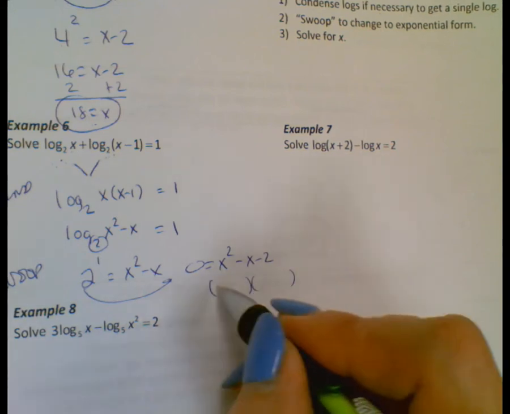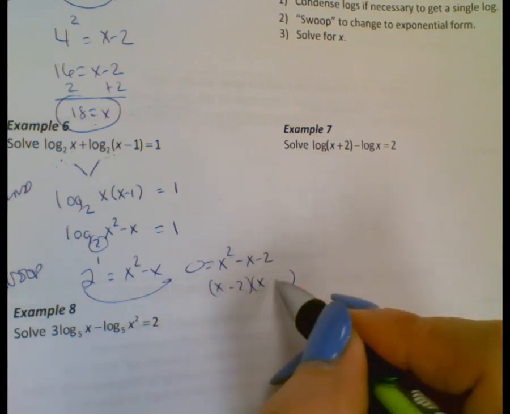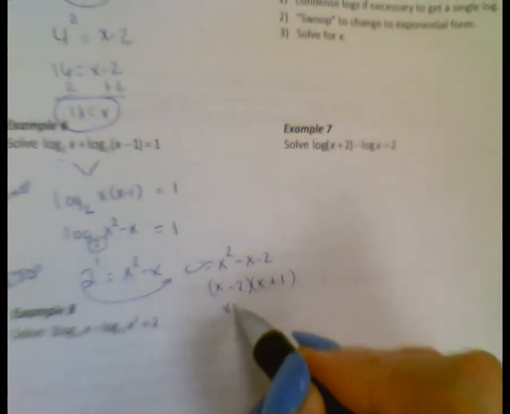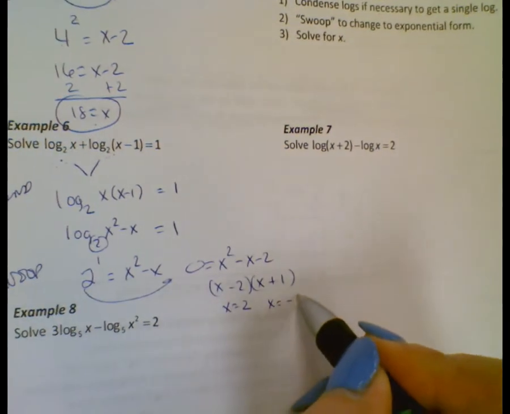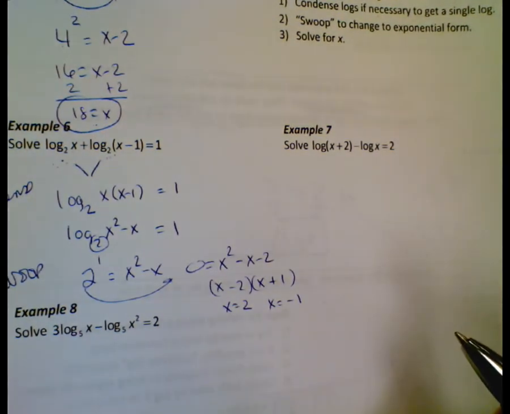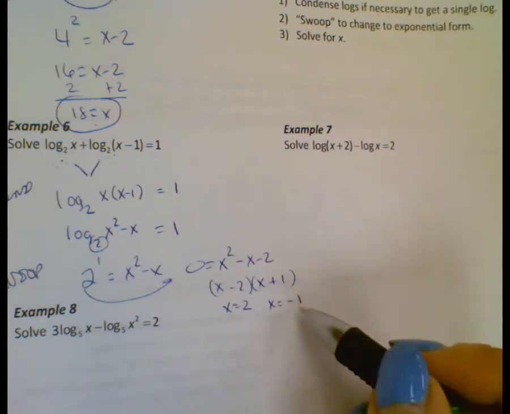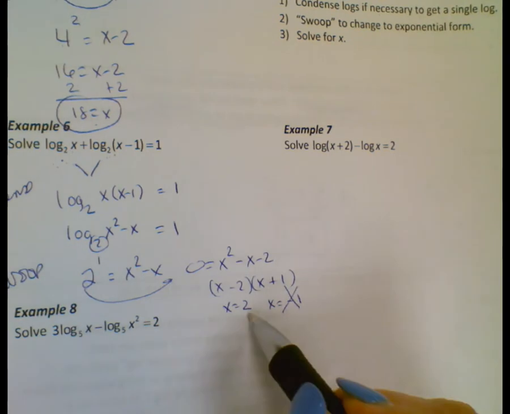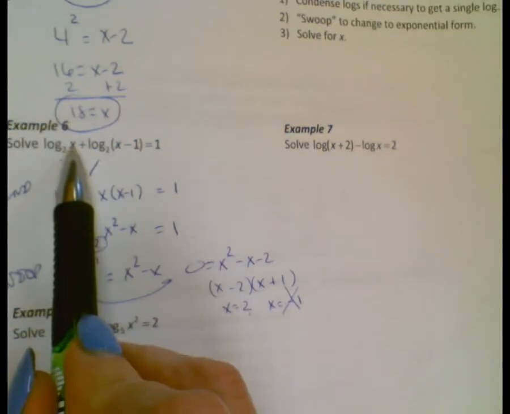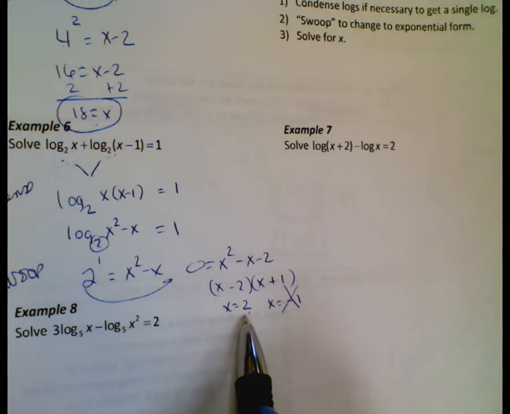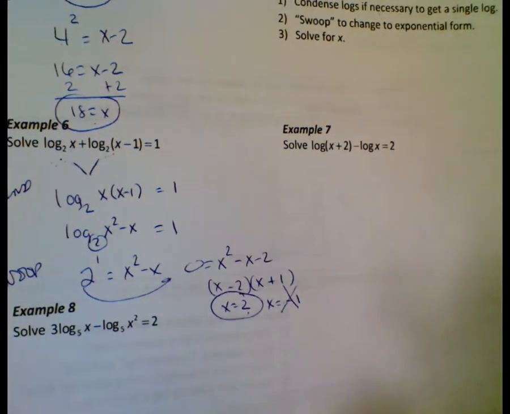Guess what? We get a factor. Yay. Factors of 2 that equal -1 are -2 and 1. So your answers are 2 and -1. Now you are not allowed to take a log of a negative number. So most of the time when you're solving these and you get a negative answer, it's not going to work. If you plug that -1 in right here, you can't take the log of a -1. So x equals 2 should be your only answer.